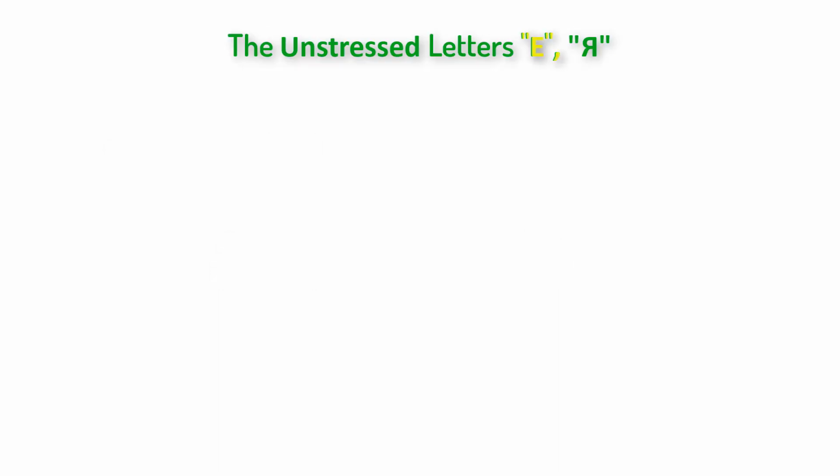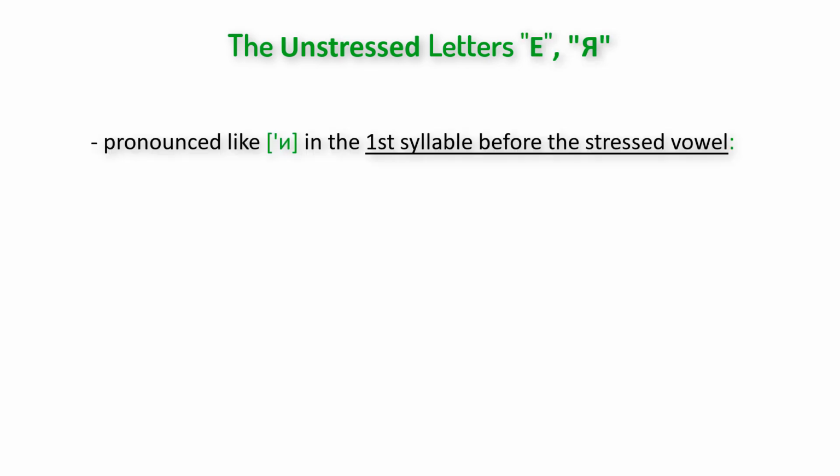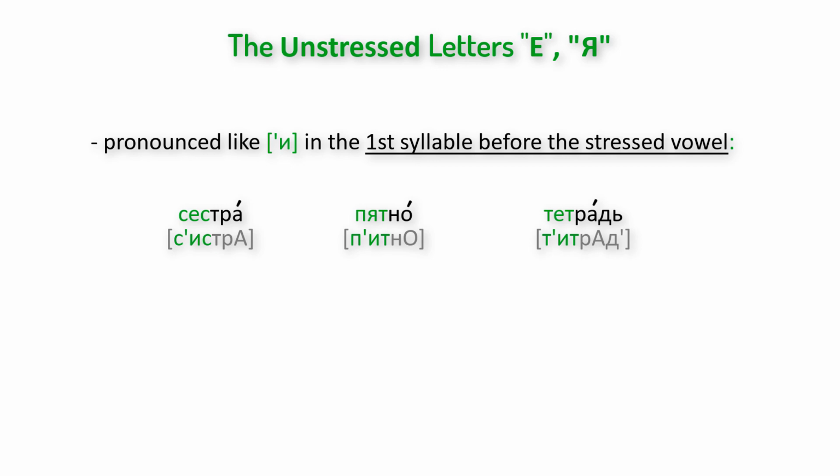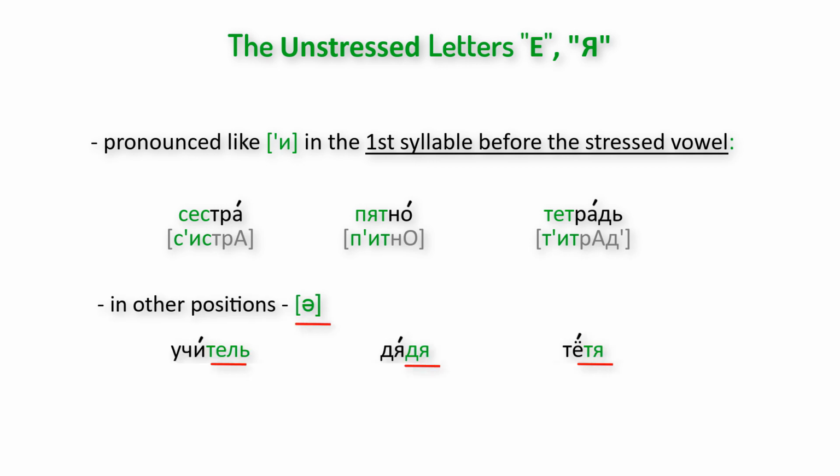Letters Е and Я. Letters Ye and Ya are pronounced like E sound when they are in the first syllable before the stressed vowel. Сестра, пятно, тетрадь. And at other places they also sound like schwa sound, with the only difference that they soften the previous consonant sound. Учитель, дядя, тетя.